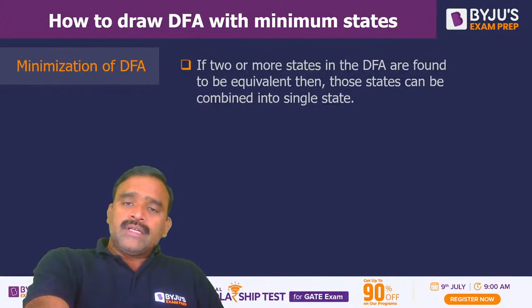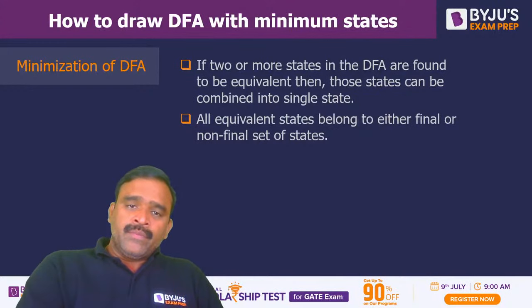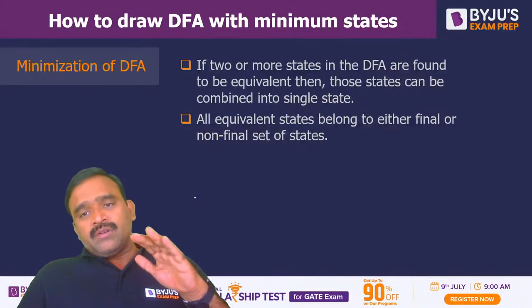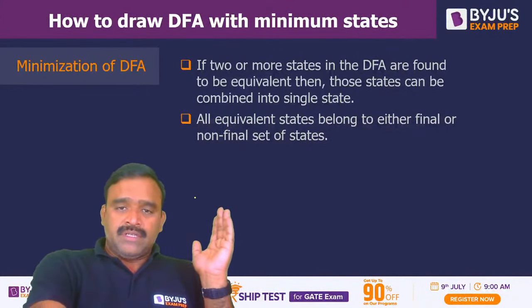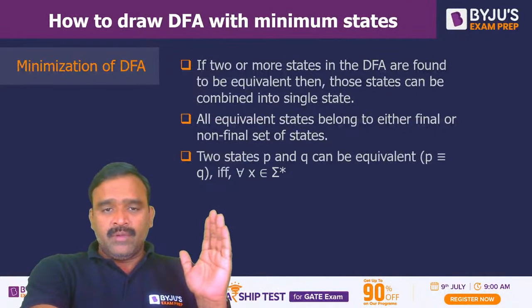If two or more states in the DFA are found to be equivalent, then those states can be combined into a single state. All equivalent states belong to either the final or the non-final set of states. One final and one non-final can never be equivalent.